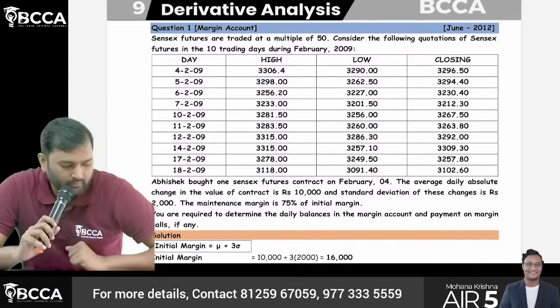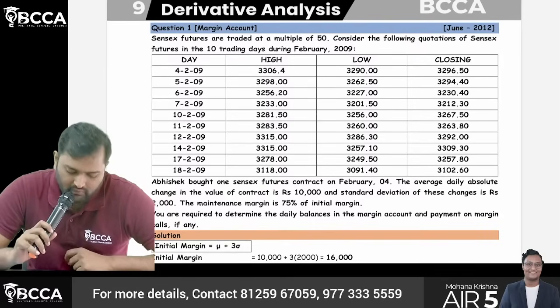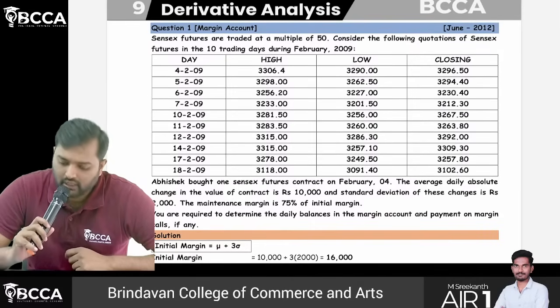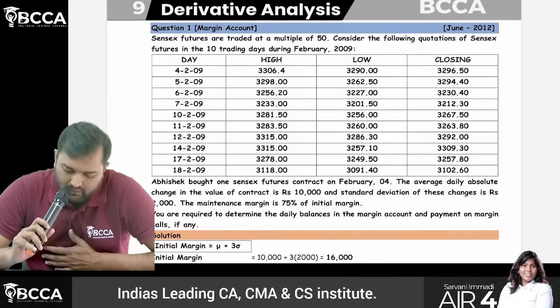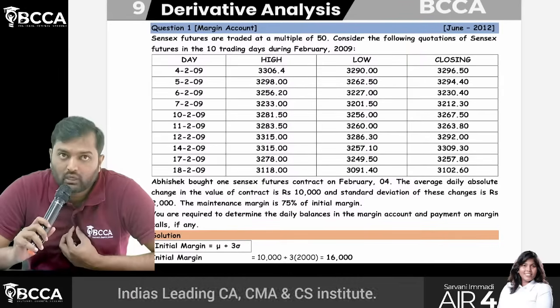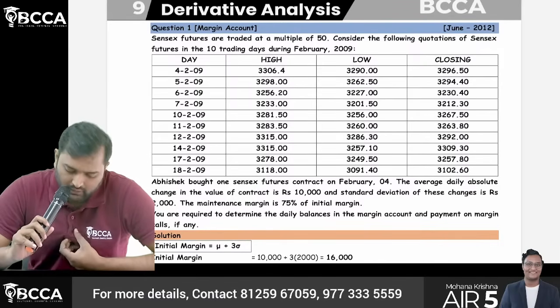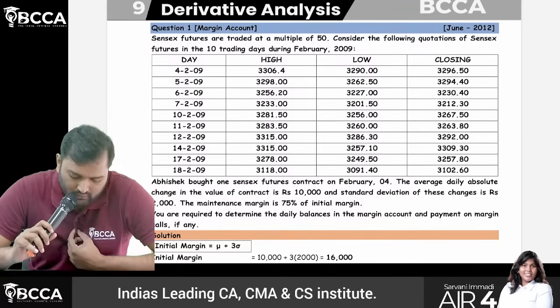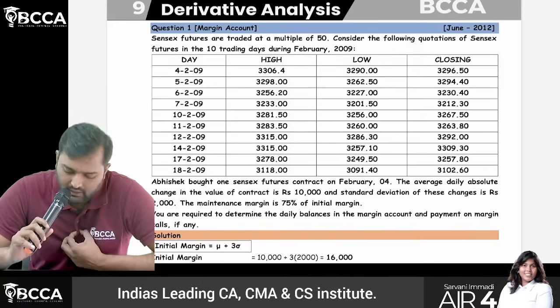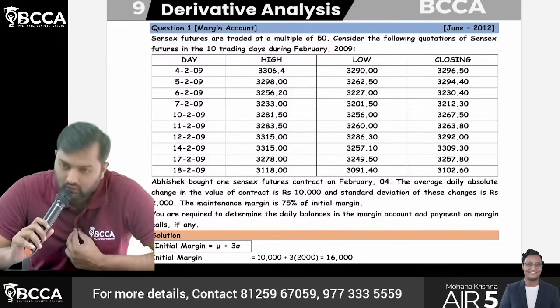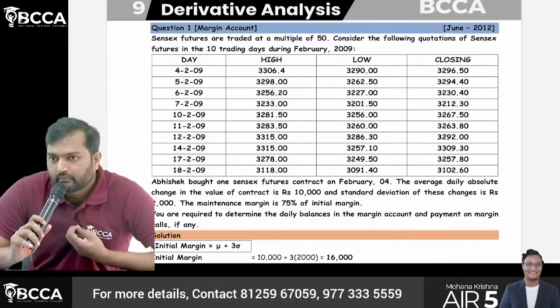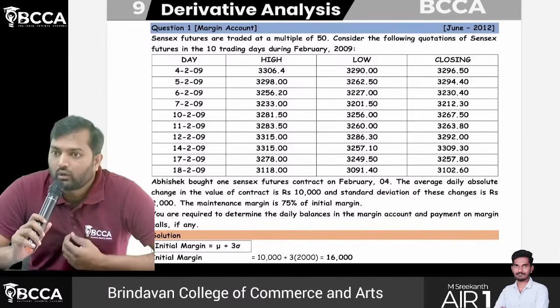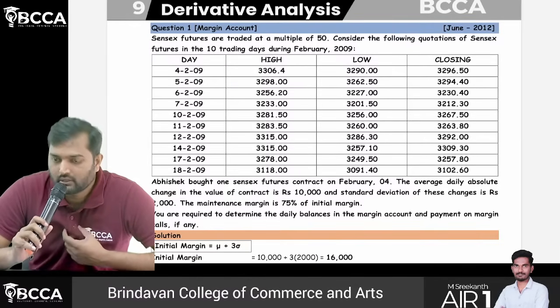Abhishek bought one Sensex futures contract on February 4. The average daily absolute change in the value of the contract is rupees 10,000. The standard deviation of these changes is rupees 2,000. The maintenance margin is 75% of initial margin. You are required to determine the daily balances in the margin account and the payment on margin calls, if any.